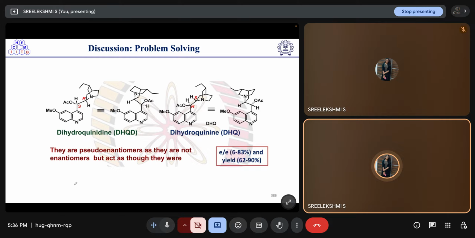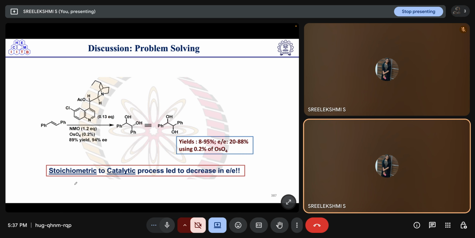So that was dihydroquinidine and dihydroquinine. So these are pseudo enantiomers, as they are not enantiomers but act as though they are enantiomers. So here only 0.13 equivalents of this particular ligand is needed, NMO is needed in stoichiometric amount, and osmium tetroxide is needed at 0.2 percent. So we will be getting the desired product with a catalytic amount of osmium tetroxide and ligand. So stoichiometric to catalytic, and the enantiomeric excess was 94 percent.